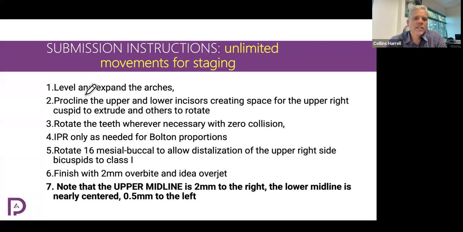So his instructions were level and expand the arches, okay? We already said we wanted to level and we wanted to expand. Procline the upper and lower incisors, creating space for the upper right cuspid, the one that's blocked out, to extrude and other teeth to rotate. So basically what he's saying is whenever we procline teeth, it's the easiest movement for the aligner. Pushing the teeth from the lingual to the buccal, or proclining them, just tipping the crowns out to the buccal, is the most predictable, easy movement for the aligner to do.